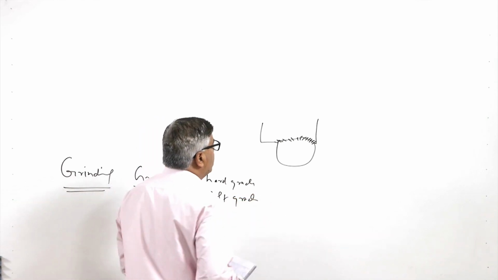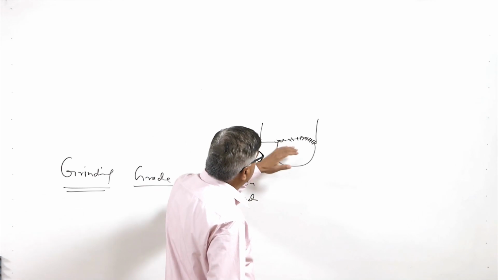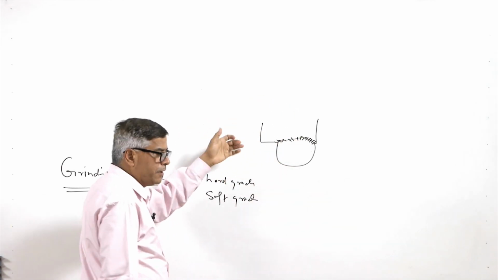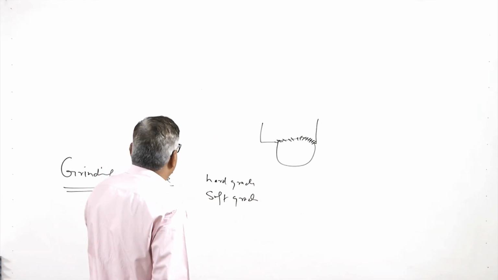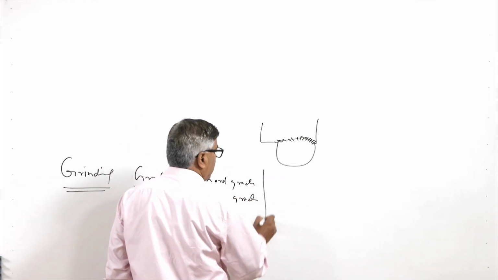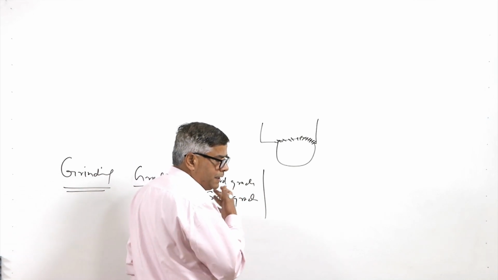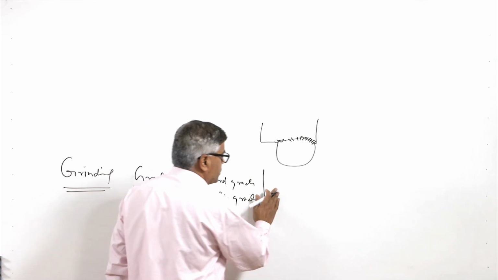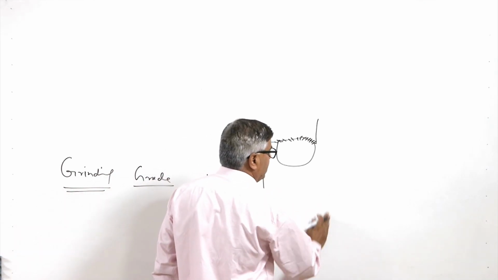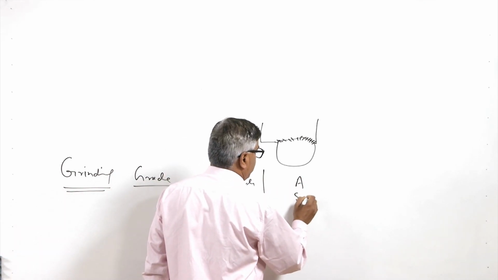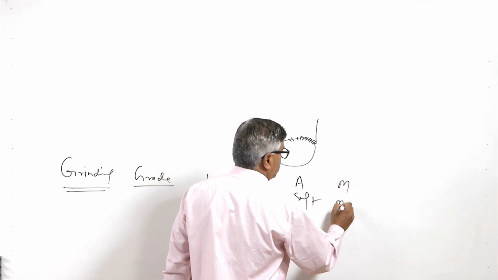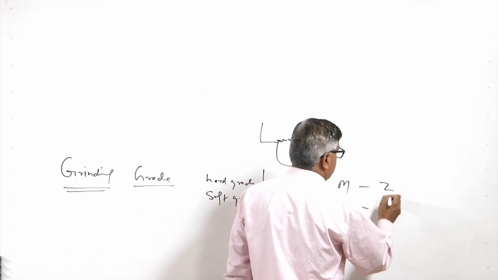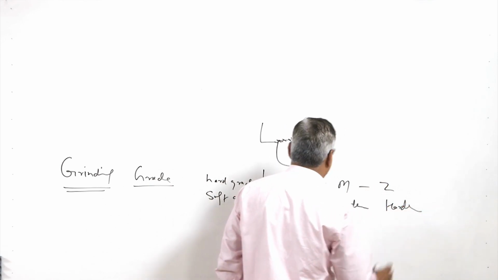So, soft grade will lead to the separation of the abrasives from the wheel or bonding material more easily as compared to the hard grade. The grade is indicated alphabetically. The letter A is used for very soft grade, M is used for medium grade hardness, and Z is used for very hard grade.